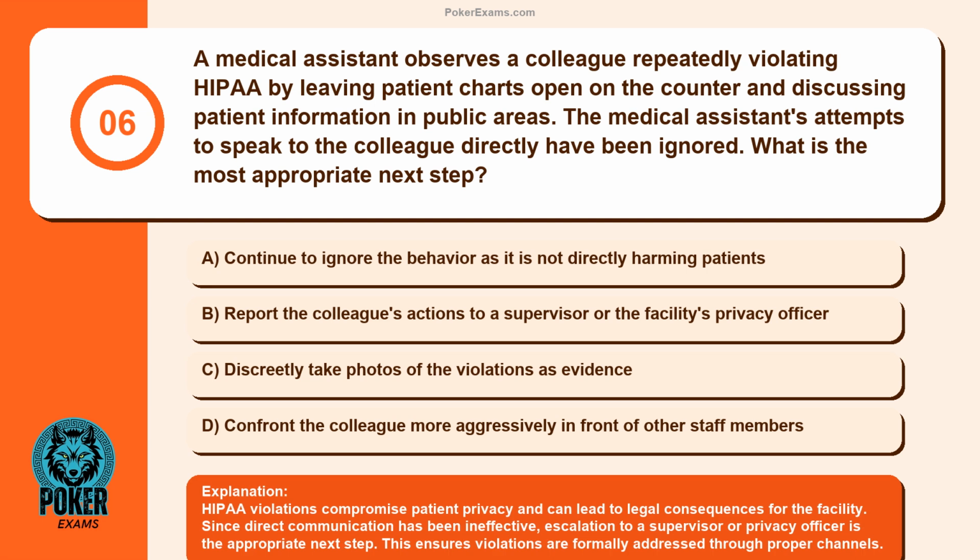HIPAA violations compromise patient privacy and can lead to legal consequences for the facility. Since direct communication has been ineffective, escalation to a supervisor or privacy officer is the appropriate next step. This ensures violations are formally addressed through proper channels.